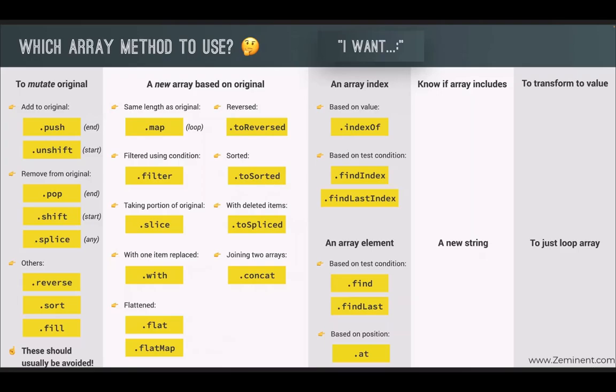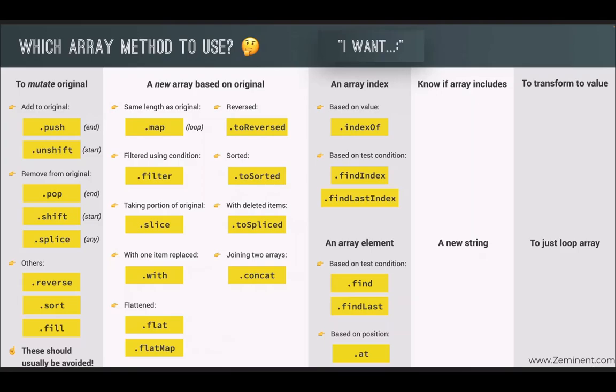But instead of giving the index, they give us the entire element that we are looking for. And in practice, find and findLast are a bit more useful, but if we know the position of the element that we are going to get from the array, then we can just use the at method, which will do exactly what using the square brackets does to retrieve an element.